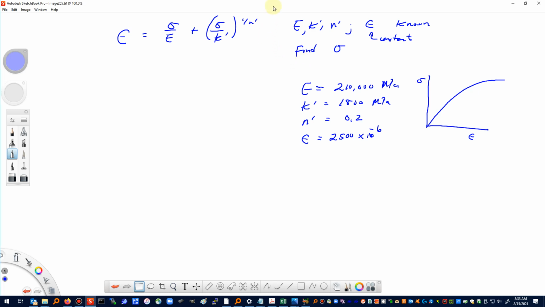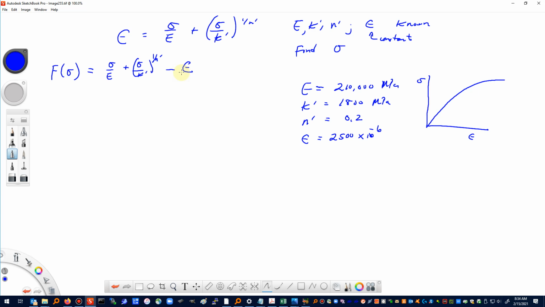Alright, so let's look at our monotonic equation and see what we have. Here's the equation: epsilon is equal to sigma over E plus the quantity sigma over K prime to the 1 over n prime power. We're going to define a new function, capital F of sigma, that's going to be our equation for the Ramberg-Osgood description of the material minus the epsilon term.